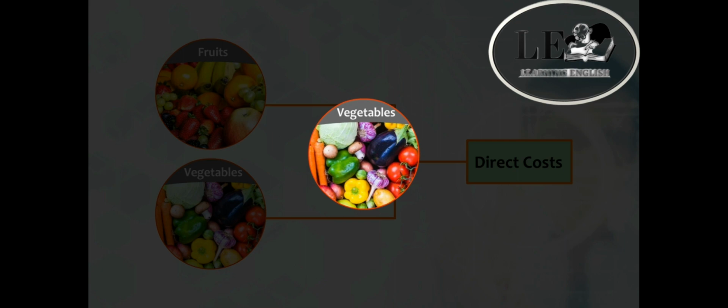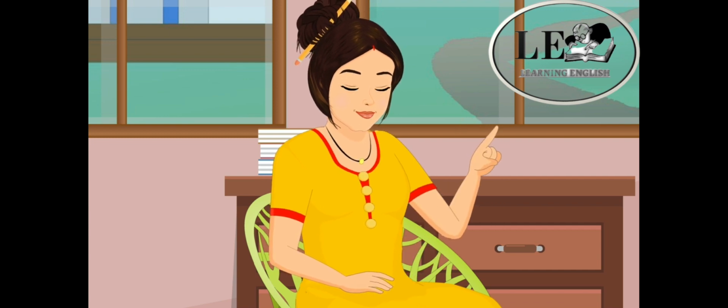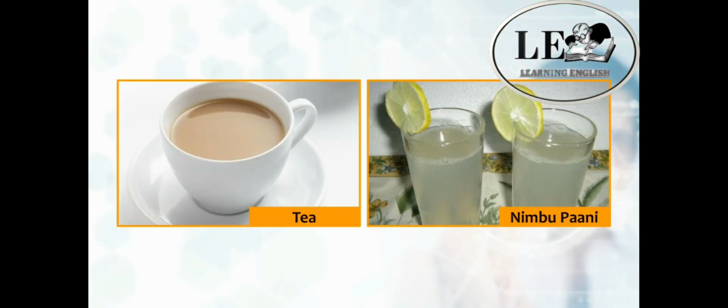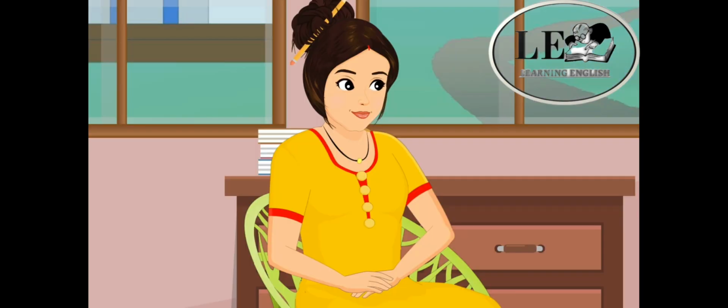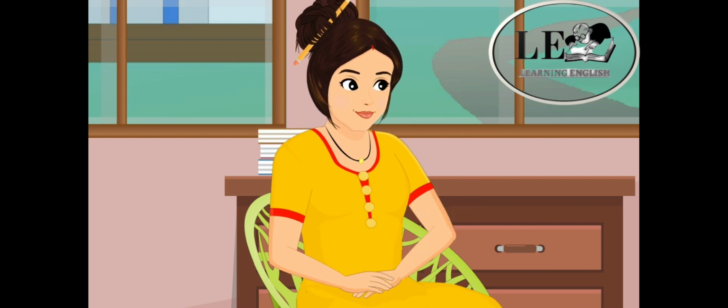The cost of fruits and vegetables are direct costs because they can be traced to the two cost objects, fruits and vegetables, respectively. Let's say that Raju the thela wala buys tea during winter and nimbu pani during summer while working at his thela. The costs of tea and nimbu pani are indirect costs because their costs cannot be traced back to the two cost objects, fruits and vegetables. So, the costs of tea and nimbu pani must be allocated to the two cost objects.